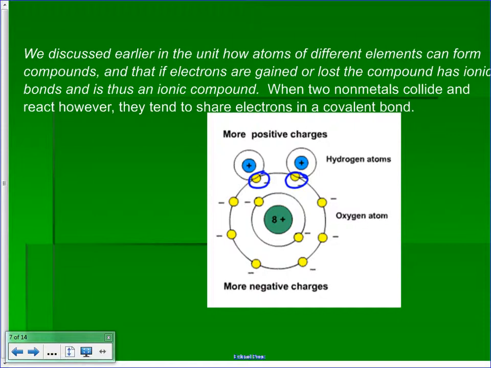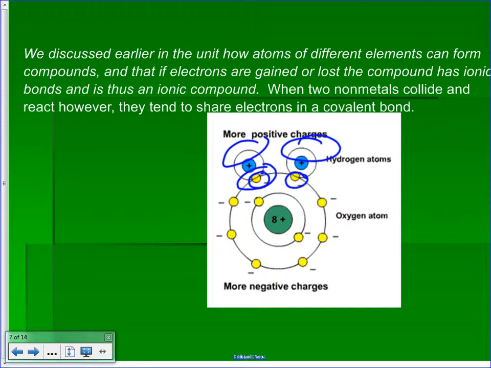So their orbits, for lack of a better word, around the nucleus of the hydrogen atom become abbreviated, and they don't spend very much time out here. They spend the majority of their time down in here. In fact, they may not actually orbit anymore. They may actually stay in the cloud closest to the oxygen atom. Okay, everybody with me there?